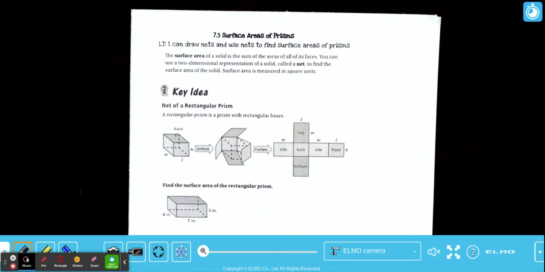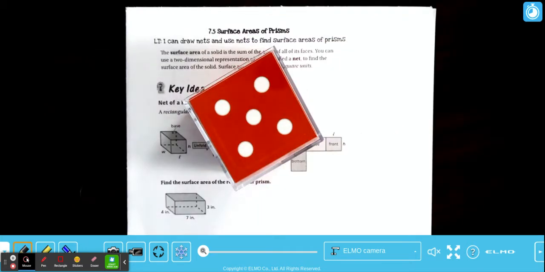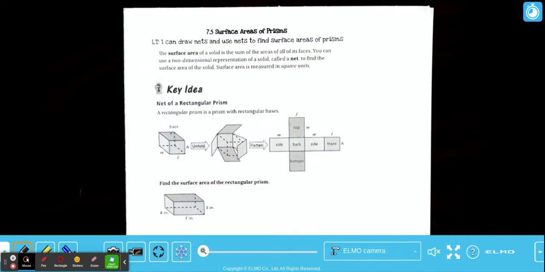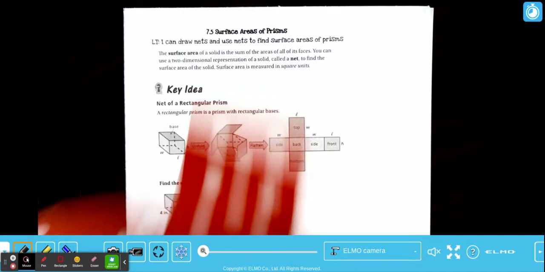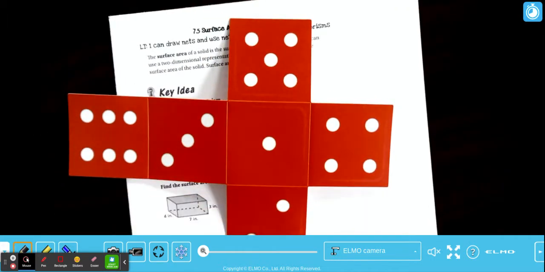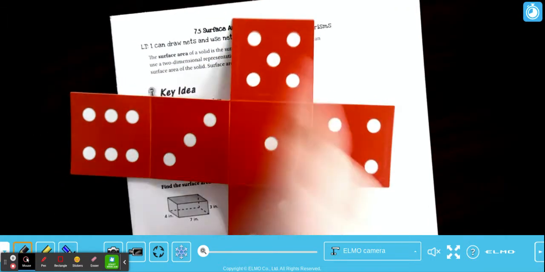Okay, so what shape is this? Cube. It's a cube. Okay, when we unfold it, this is called a net. How many sides does it have? 6. 6, right? So the 6 sides.